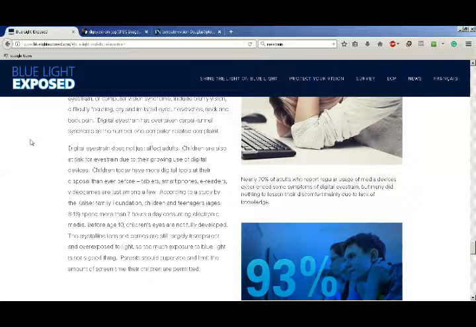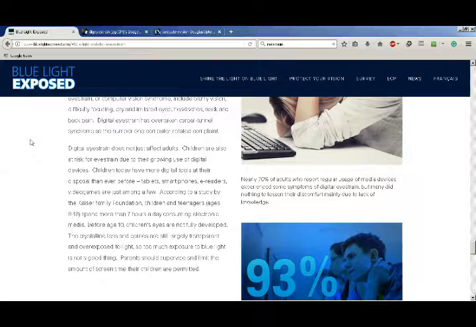Get them into a healthy habit of reading. Don't let them end up like a lot of us, glued to the computers. We can break this cycle, and we could really reduce a lot of these problems that children are facing when it comes to their exposure to this type of technology.